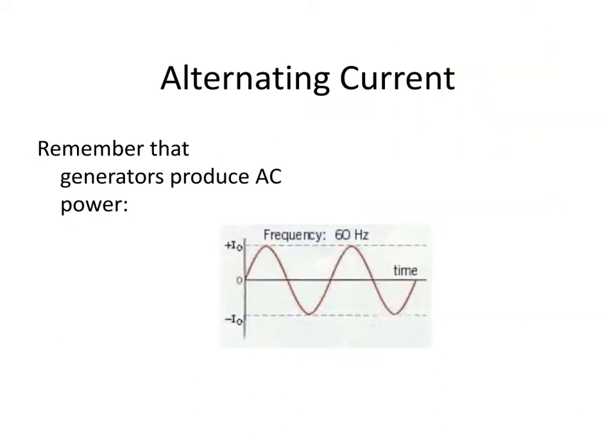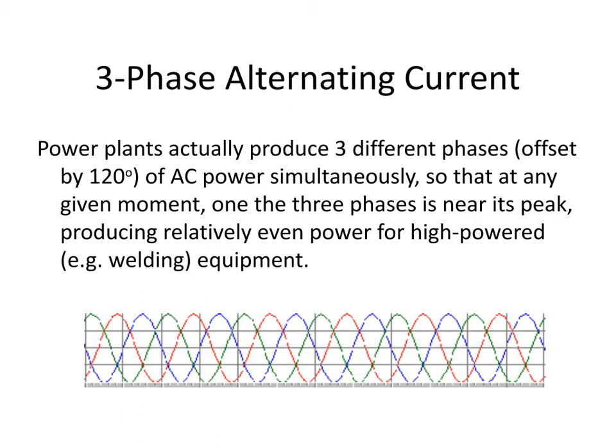Now recall that alternating current, or AC, means that the current changes direction over time, and so in Canada, in North America in fact, the frequency is 60 hertz. So the current changes direction 60 times every second. And generators produce alternating current, AC. Power plants actually produce 3 different phases of AC, and we say that they are offset by 120 degrees. And they produce these all at the same time.